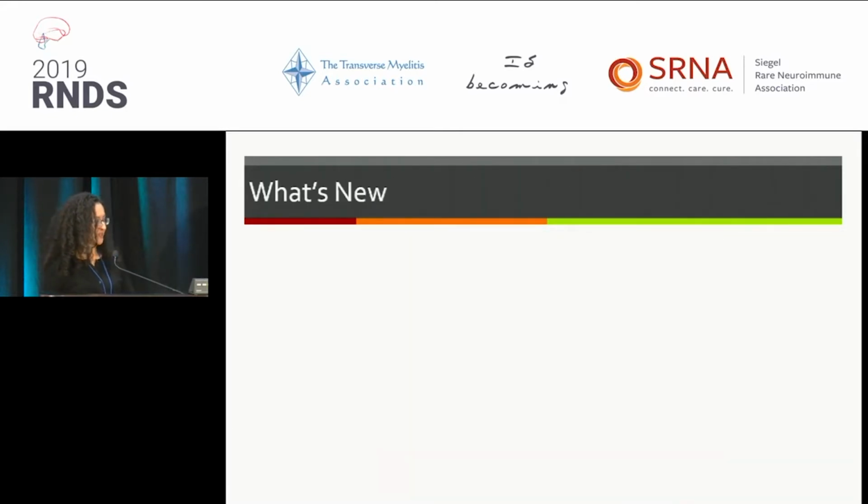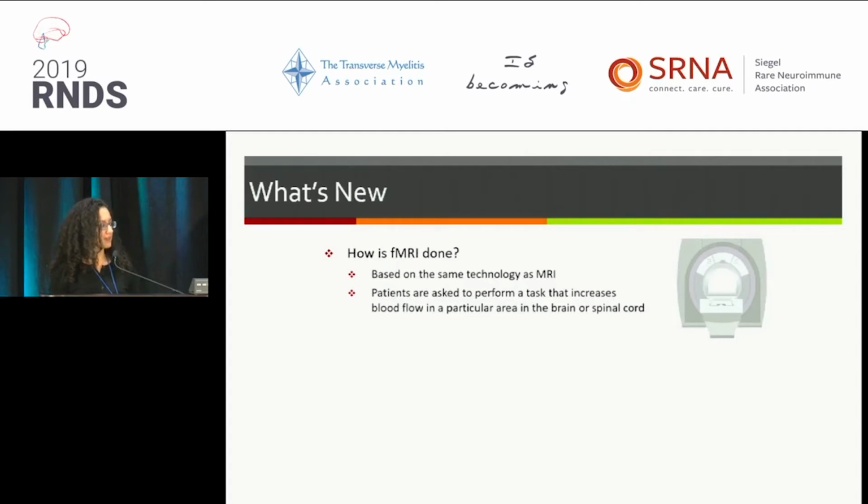Okay, and what's new? Recently, there's been interest in studying the function of the spinal cord with a technique called functional MRI. Functional MRI is used a lot for the brain, but there's been interest recently in doing that for the spinal cord. It's also additional time in a scanner, but here you're asked to perform a task while they're scanning you. So either tapping your fingers or answering some questions on the screen, and then they measure your blood activity as you're performing these tasks. It's believed that areas in the spinal cord or areas in the brain would activate as you're performing these tasks. And this has gained some popularity.